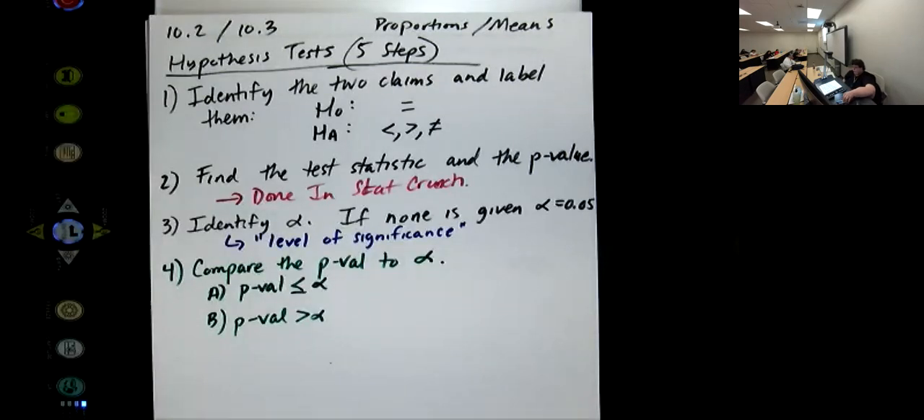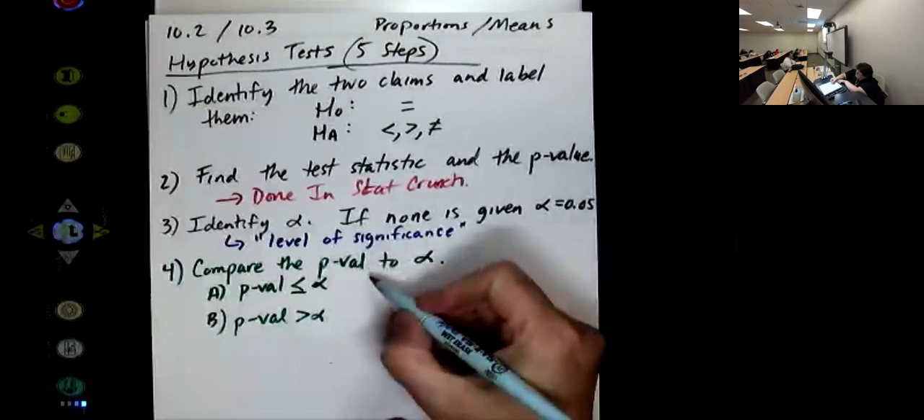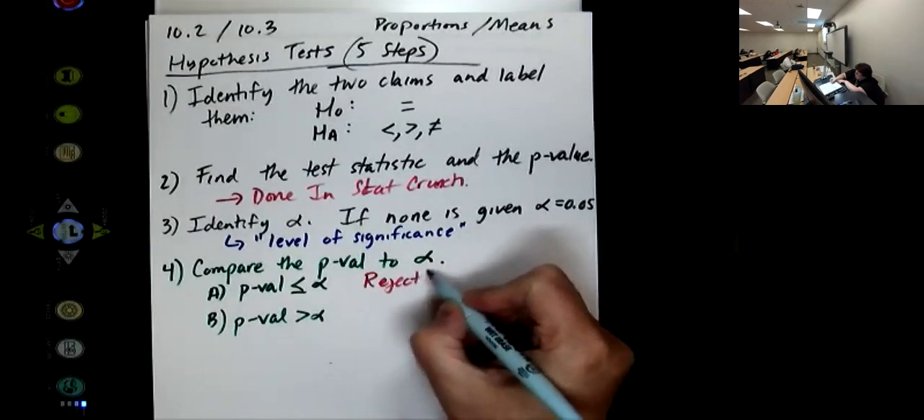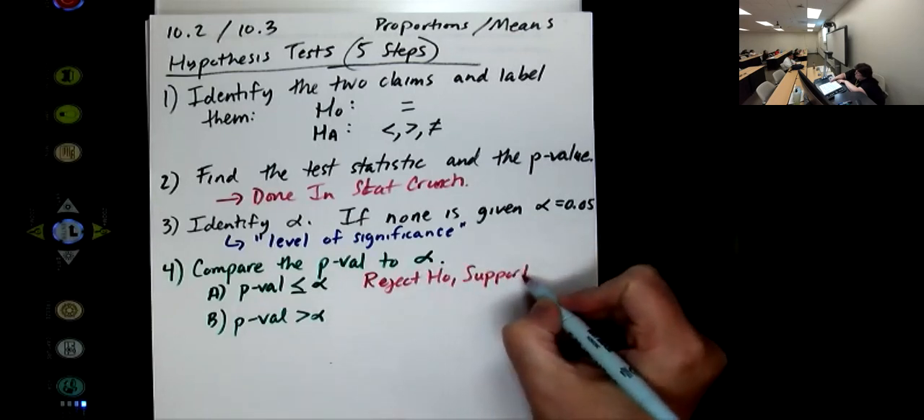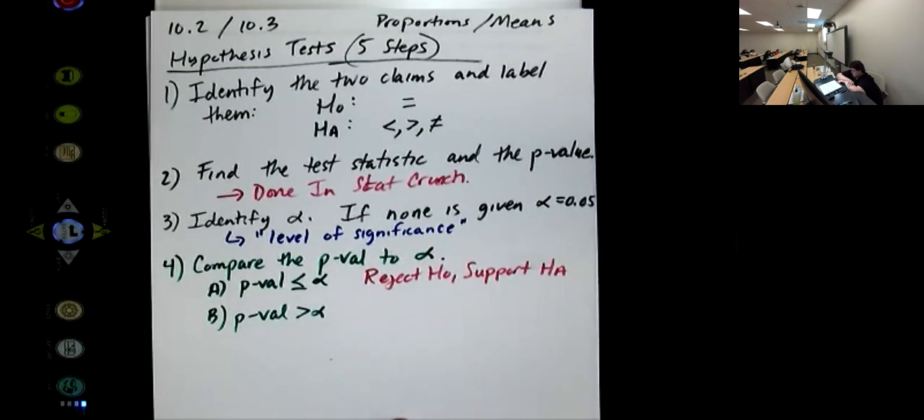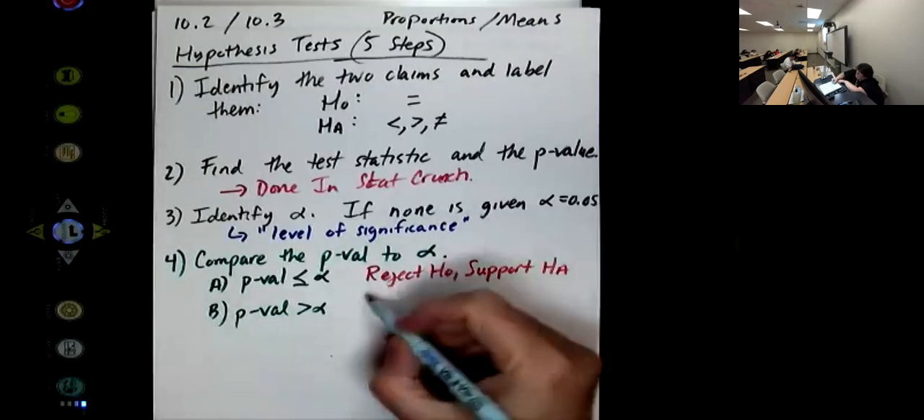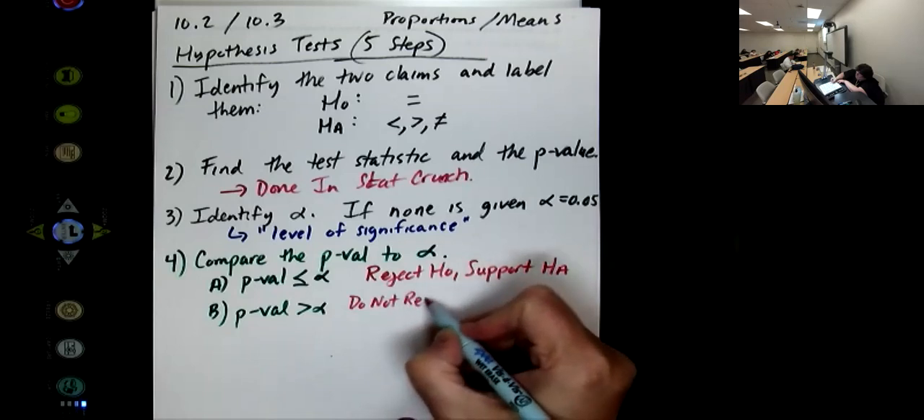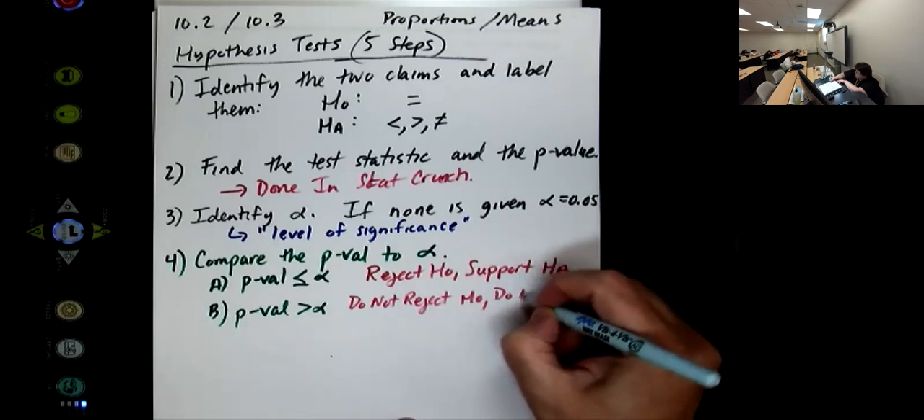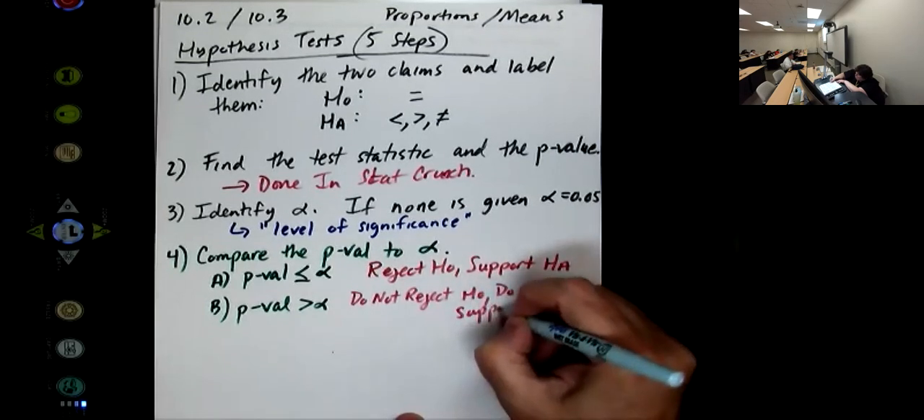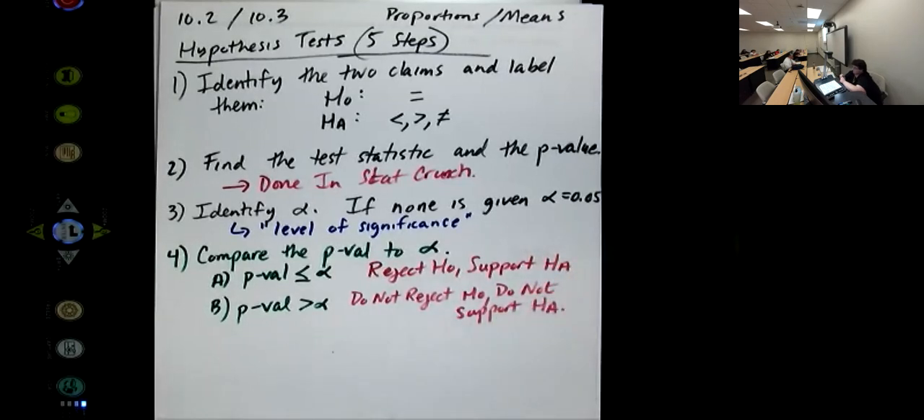Okay, there are two outcomes. Both of them are making a decision whether or not to reject H naught. If the p-value is below alpha, we are going to reject H naught and support HA. If the p-value is greater than alpha, we do not reject H naught. Do not support HA. HA is the claim we're trying to support. It's the new idea. It's the whole reason we're doing this project. We're trying to see what HA is.